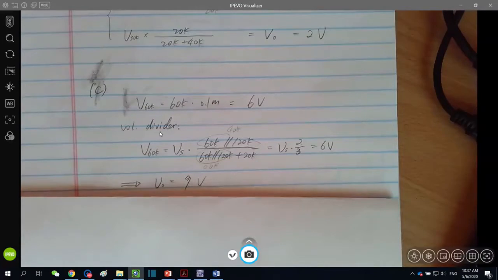And by applying voltage divider, it is also equal to total voltage times a ratio. The numerator is the combination of 60 and 120. The denominator is the sum of 20 and this combo. It equals the 6 volts we obtained here, from which we can find the Vs value. So the correct answer is 9 volts for Vs.